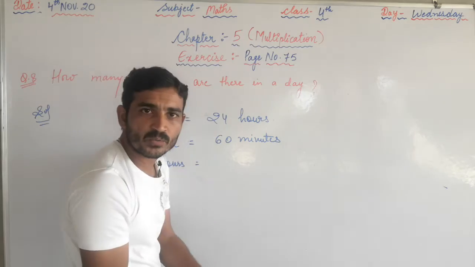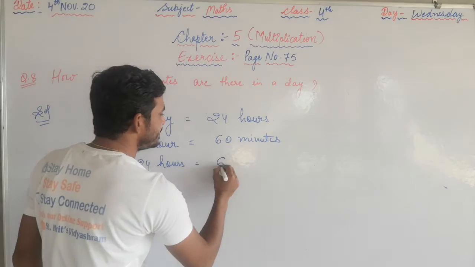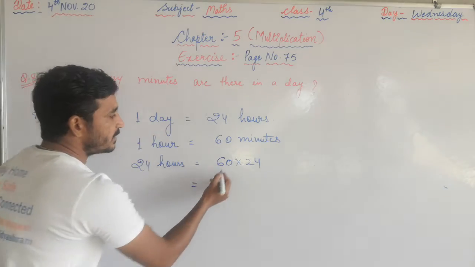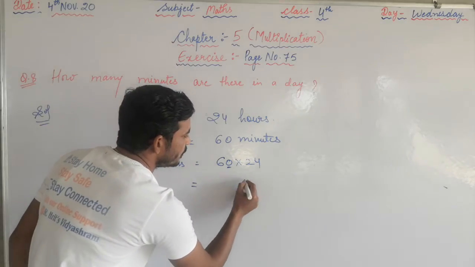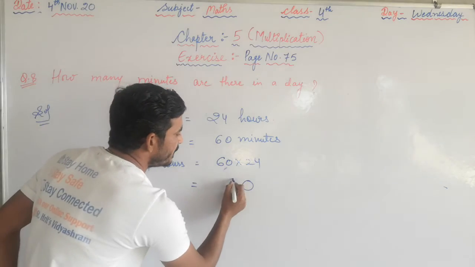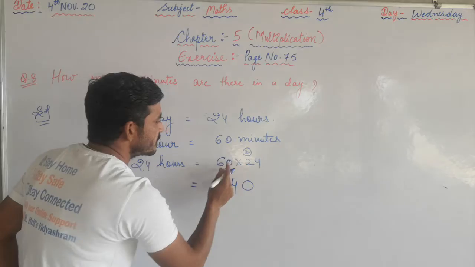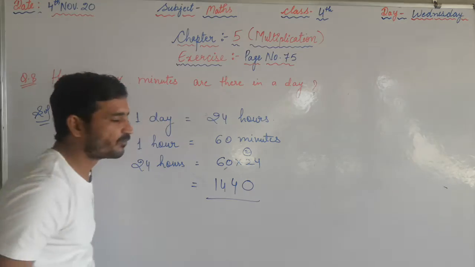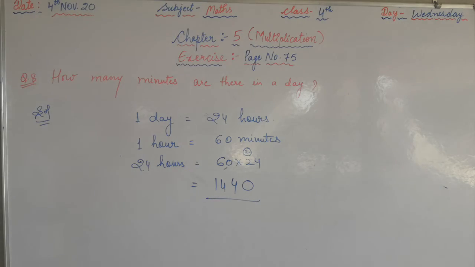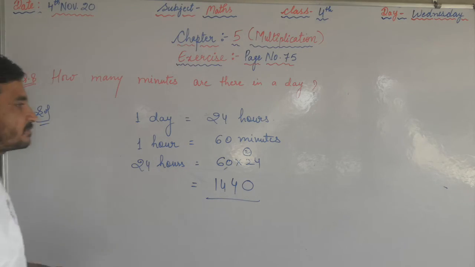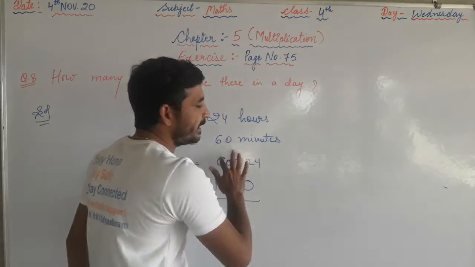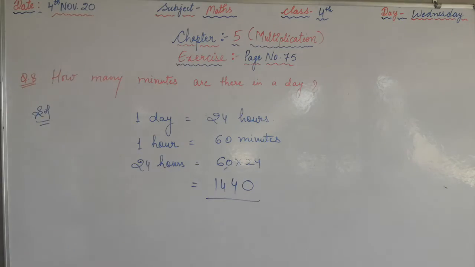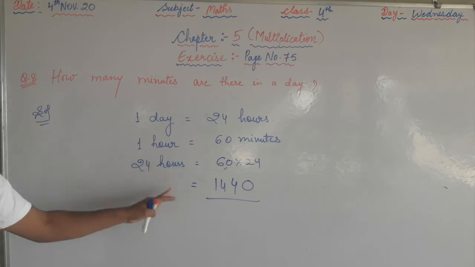So for more, what you have to do, you have to multiply, 60 multiplied by 24. Now 0 is there, put the 0 here. 6 4s are 24, carry 2, 6 2s are 12, 12 plus 2 is 14, that is 1440. Okay, 1440 is our right answer.